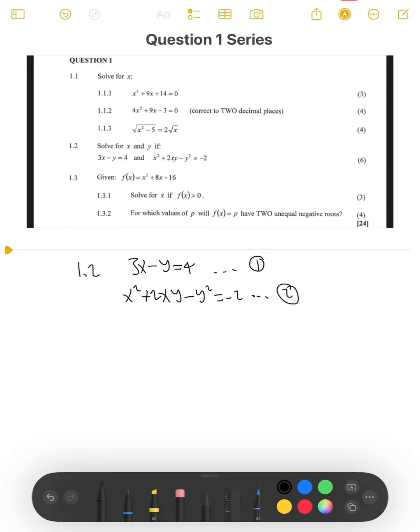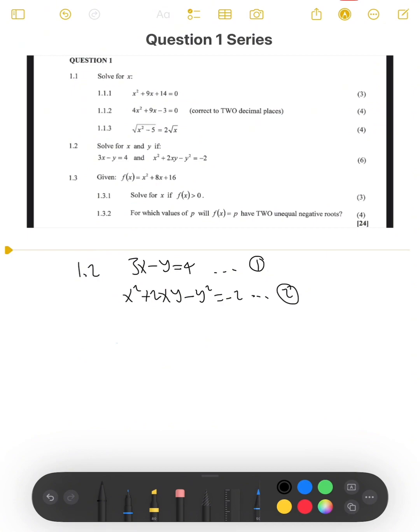So here we're continuing with our question 1 series, and yes, specifically we're doing 1.2 and 1.3 as stated in the previous video. So here we're given: solve for x and y if 3x minus y equals 4 and x squared plus 2xy minus y squared equals -2.